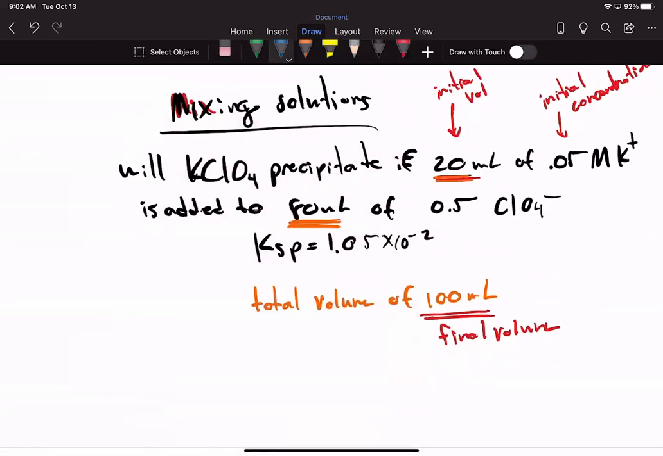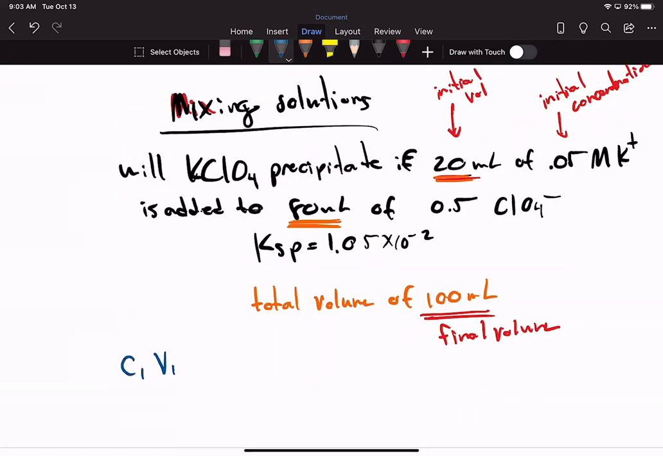Which formula of molarity could you use? The one that has moles over liter and then transform the total volume. So we have initial volume, oh, initial concentration.